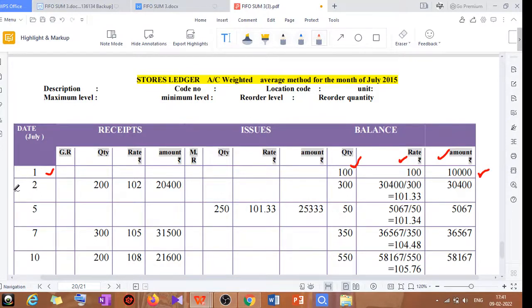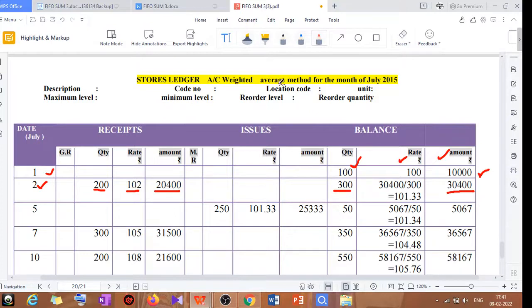Next transaction, there was a purchase of 200 units. Rate is 102, it will be 20,400. Now how to write the balance? 100 plus 200, that is 300. Then 10,000 plus 20,400, it will be 30,400. After writing the quantity and the amount, you need to calculate the rate.